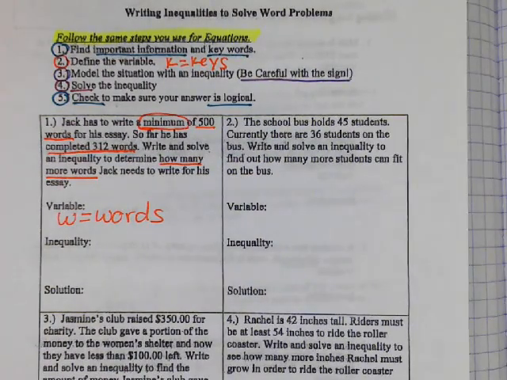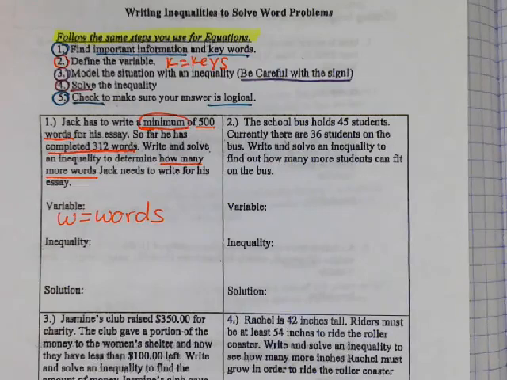Now, the reason I circled the word minimum, this is an important word. A minimum of something means you could have more than that. That's just the smallest requirement. So, Jack has to have at least 500 words for his essay. He could have 600. He could have 501. But is he allowed to have 499? He is not. He needs to have at least, or a minimum of 500 words.